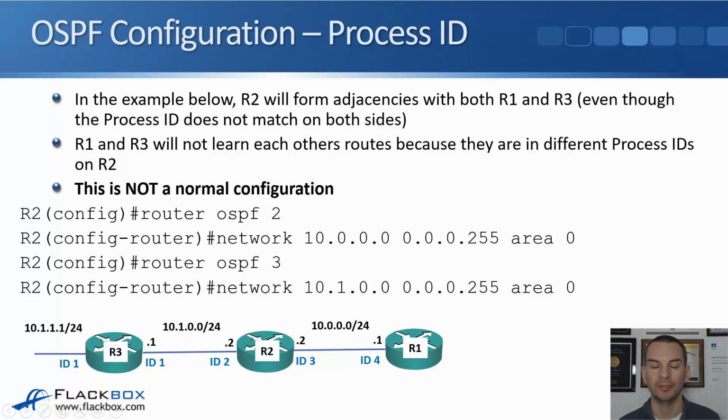on router 2. The way we would configure this is on R2, we say router OSPF 2 at global config, and then network 10.0.0.0, the wildcard mask 0.0.0.255 area 0. And then for the other interface, we say router OSPF 3 and network 10.0.1.0. Okay, so that's how you can have different processes for OSPF running on the same router. It is absolutely not normal to do that. Very rare that you would see this. I'm just showing you it here so that you can fully understand what the process ID is.